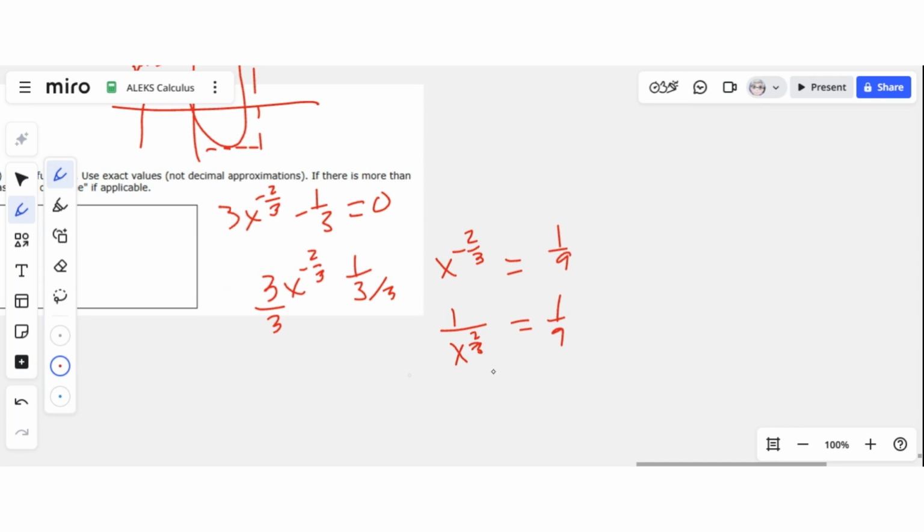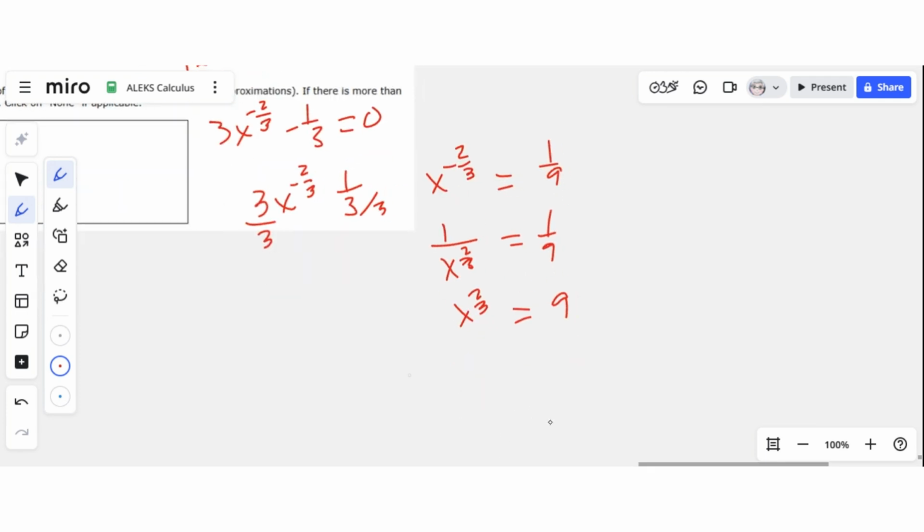Now let's see what we can do with the rest of this. I can take the reciprocal of both sides. 1 over x to the 2/3 equals 1 over 9, which is the same as x to the 2/3 over 1 equals 9 over 1 if we take the reciprocals. So there's a good step we can take. Now I just need to undo this power. When you have a fractional exponent, the top you can think of as the power and the bottom of the fraction as the root. So we're squaring this and we're taking the third root.